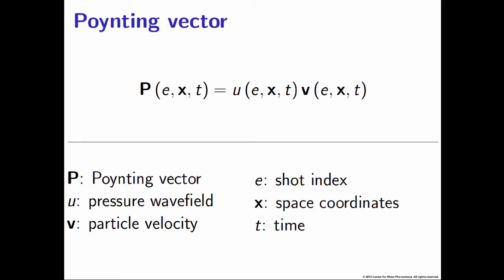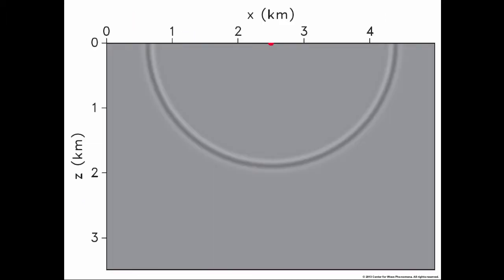For the acoustic waves, we can do this by calculating the pressure wavefield and multiplying by the particle velocity, extracted on the fly as we propagate the wavefields for each shot. For example, this snapshot is one snapshot in time of the source wavefield. And the source is represented by the red dot on the surface.